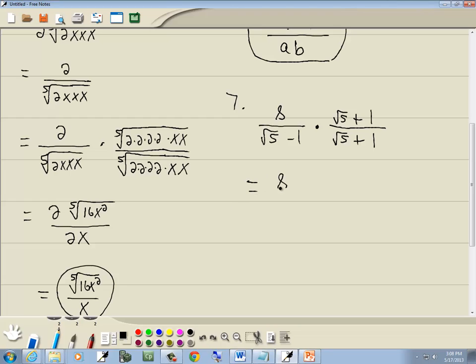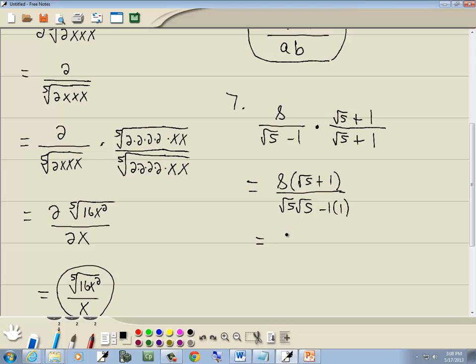So up on top, we got 8 times square root of 5 plus 1. And down below, since they're conjugates, all you have to do is multiply your first parts together and your last parts. Square root of 5 times square root of 5. Negative 1 times a positive 1.